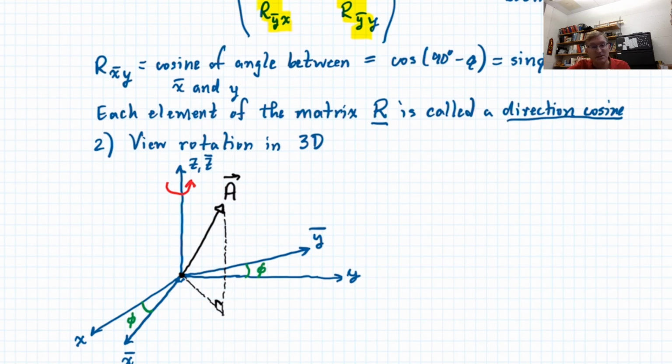Z bar is the same as z, but x bar and y bar will be different from x and y. And then there's A. Okay? And I want to relate the components of A relative to x bar, y bar, z bar. I want to compare those to the components of A relative to x, y, and z.